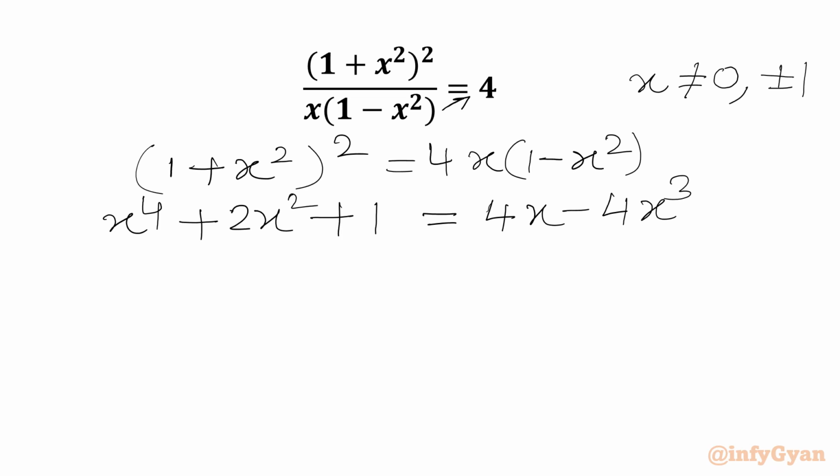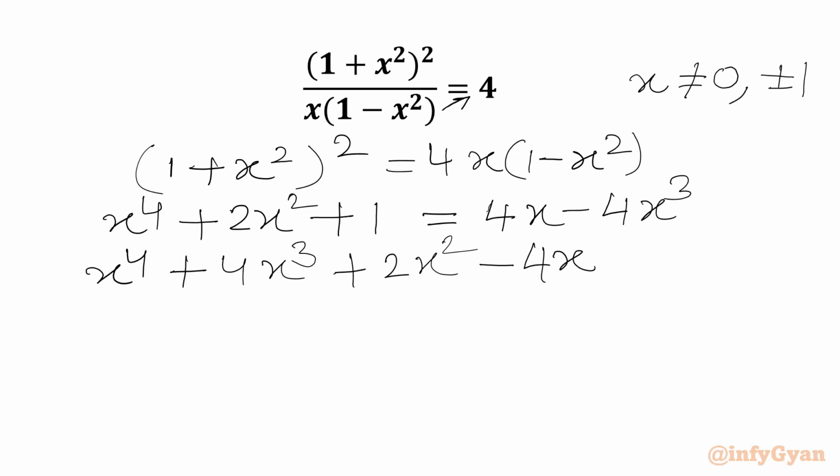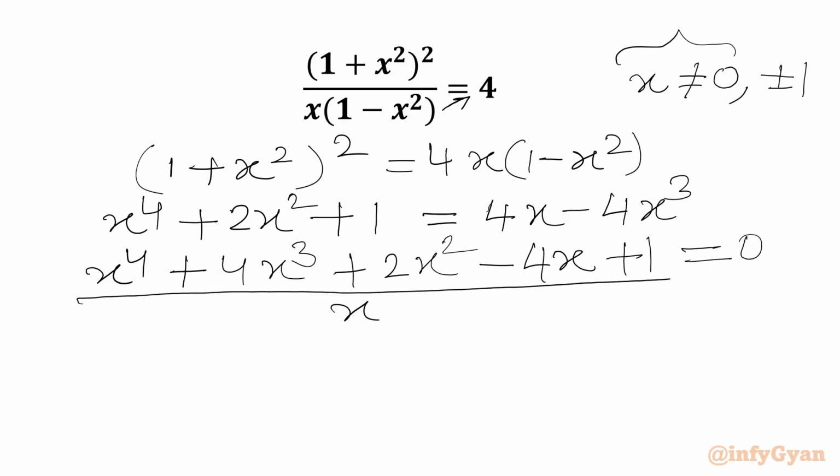Now take all the terms to left hand side. We will write x power 4 plus 4x cube plus 2x square minus 4x plus 1 equal to 0. Now x cannot be equal to 0 for our equation. So we can divide both sides by x square as x cannot be 0.